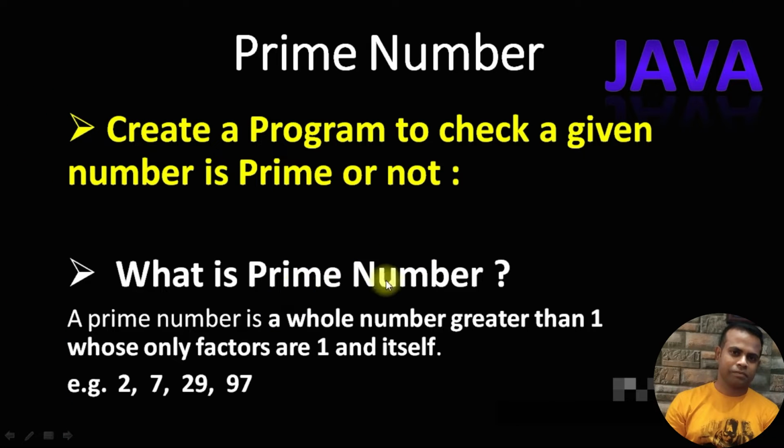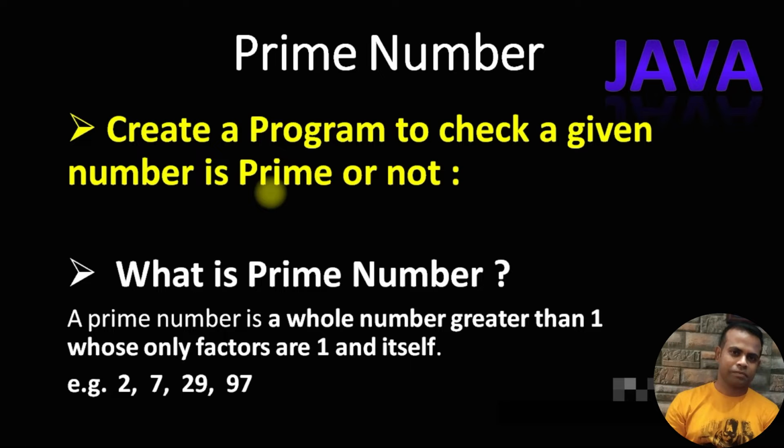This is school standard math, where we know a prime number is a whole number which is greater than 1 and can be divided only by 1 or itself. What it means, let's say 7: you can see here 7 can only be divided by 7 and 1, not 2, 3, 4 or any other number, right? Similarly 7, 29, 97 are prime numbers. But today we will create a program where the user will input any number and we have to check whether it is a prime number or not.